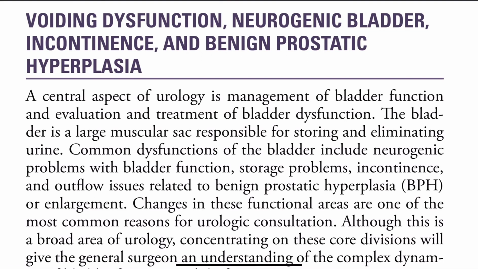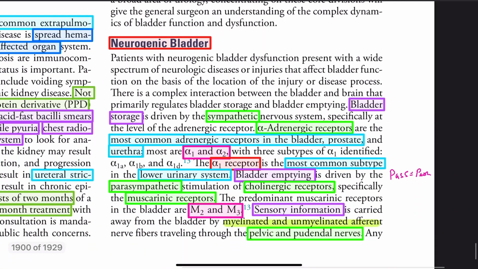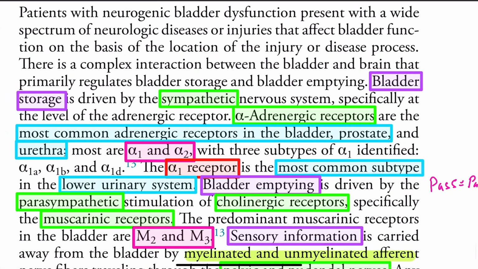Part of Sabiston: voiding dysfunction, neurogenic bladder, incontinence, and BPH. First is neurogenic bladder. Bladder storage is related to the sympathetic system, S for S, and that receptor is the alpha adrenergic receptor.